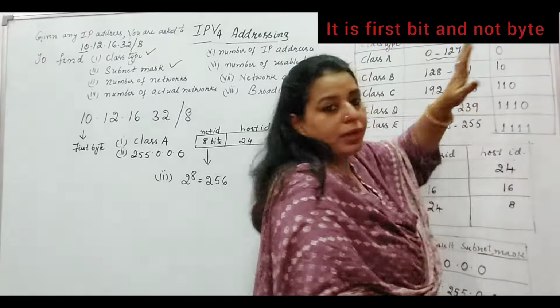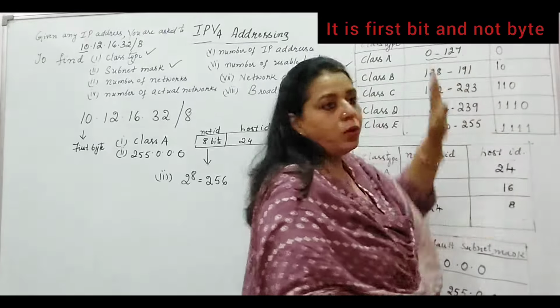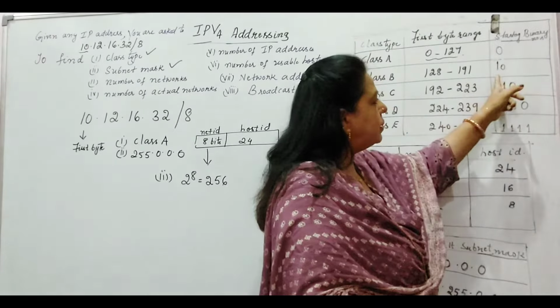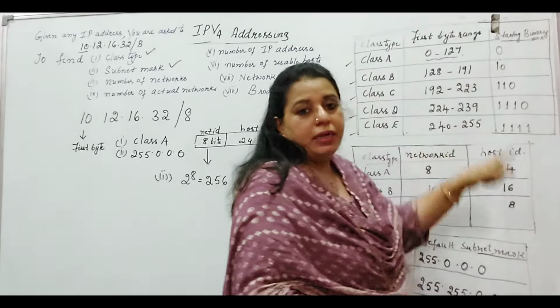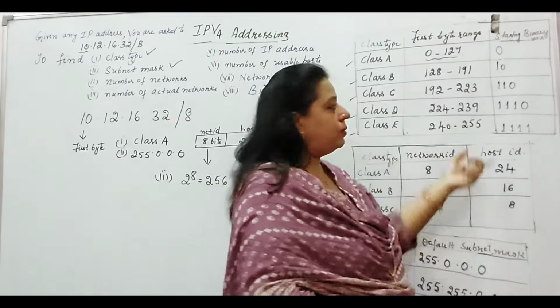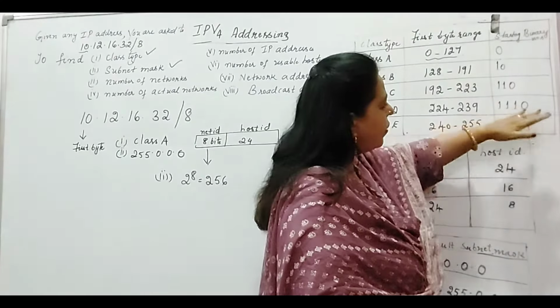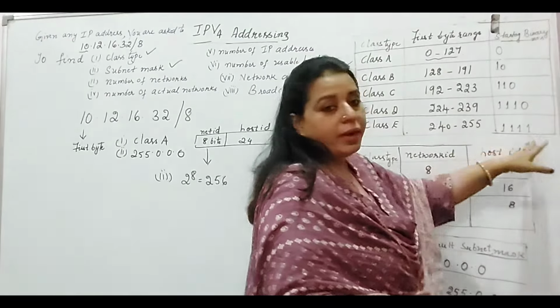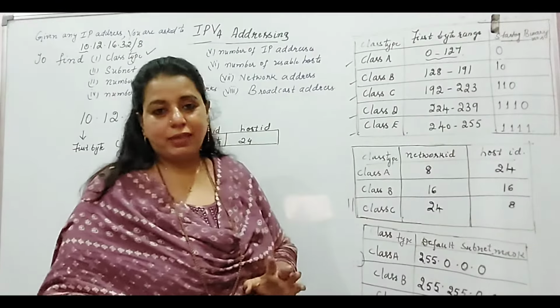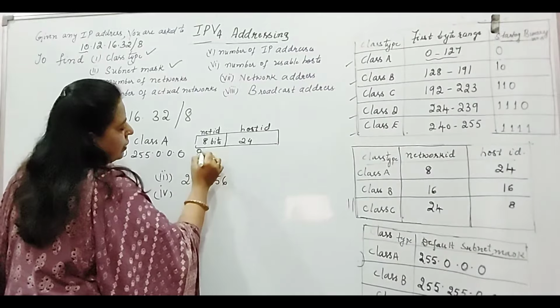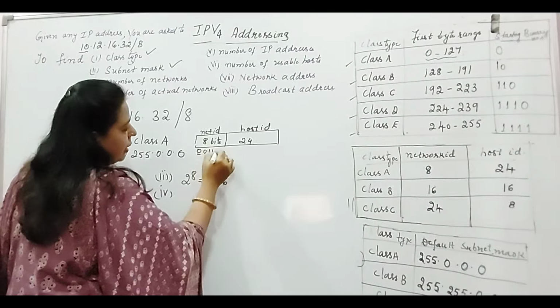If any binary IP address starts with 0, it is a class A address. If an IP address in binary notation starts with 10, it is class B. If it starts with 110, it is class C. If it starts with 1110, it is class D. And if it is 1111, it is class E. So for actual networks, it is very simple; the remaining bits are 0s and 1s, something like this.